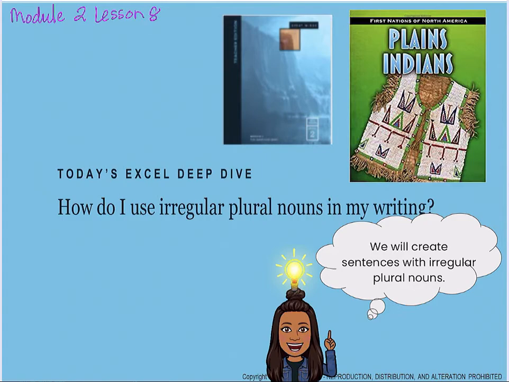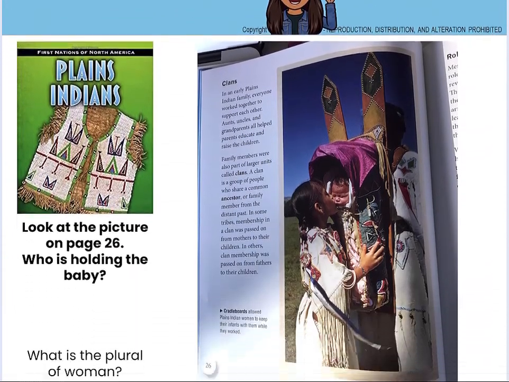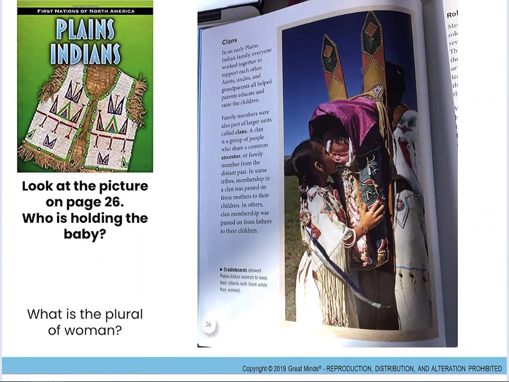You will need your Plains Indians book and your blue student workbook. Today we will create sentences with irregular plural nouns. Let's start by looking at the picture on page 26. You can either just look at the pictures on the screen or get your book and follow along.